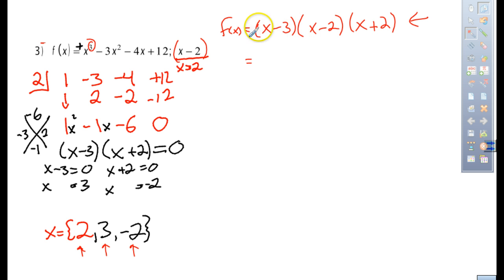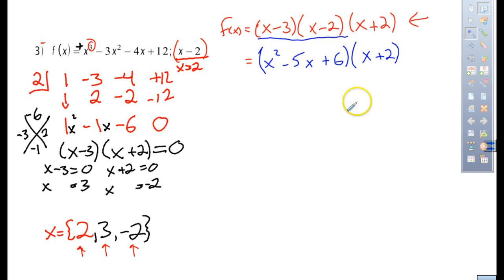So let's do that. Multiply the first 2 together and we get x² minus 5x plus 6. -3 and -2 is -5. -3 times -2 is positive 6. Okay. And then multiply that by x plus 2. Do some distributive property. We've got 6 distributions to do.